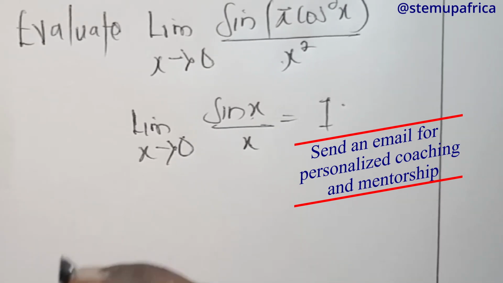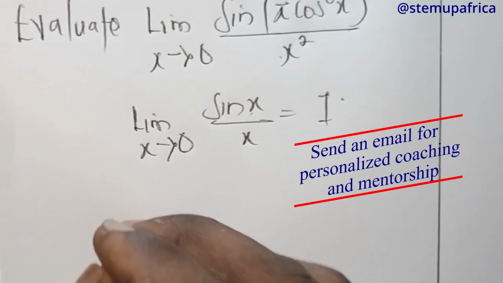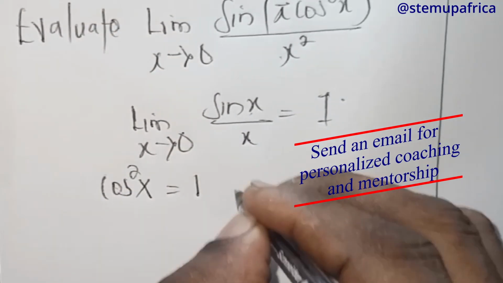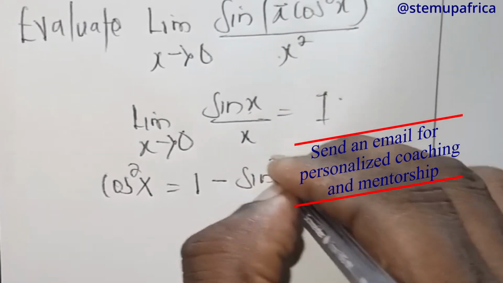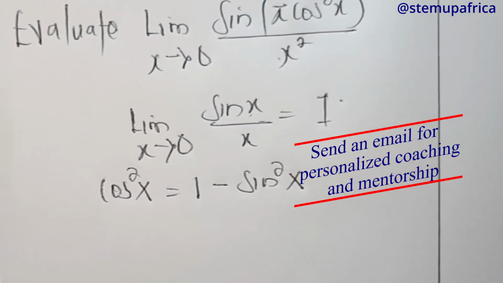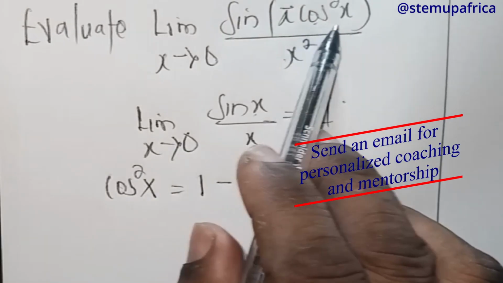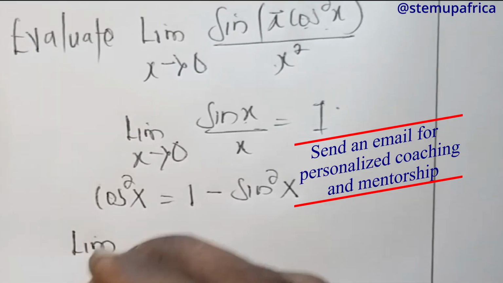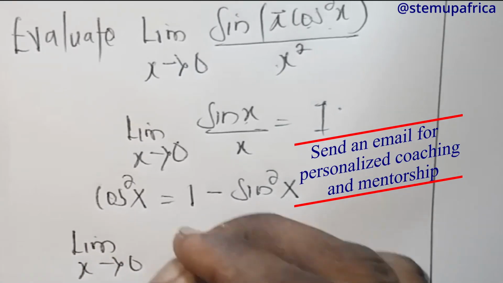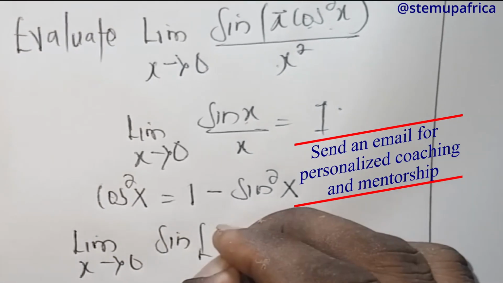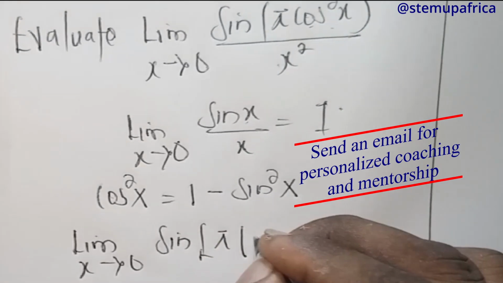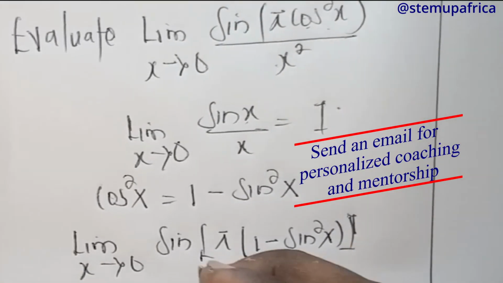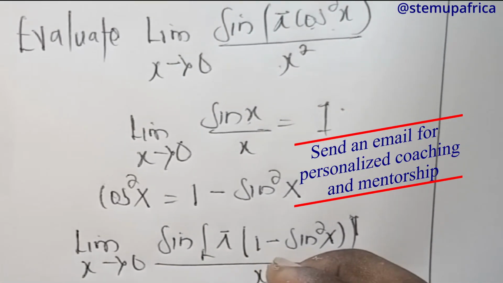For me to do so, I will recall what cos square x says. From the trigonometric identity, cos square x is simply 1 minus sine square x. That's the value of cos square x. So let's put it in place of cos square x. If that happens, I'm going to have the limit as x tends to 0 of sine of pi times the bracket 1 minus sine square x, which is standing in place of cos square x, over x squared.